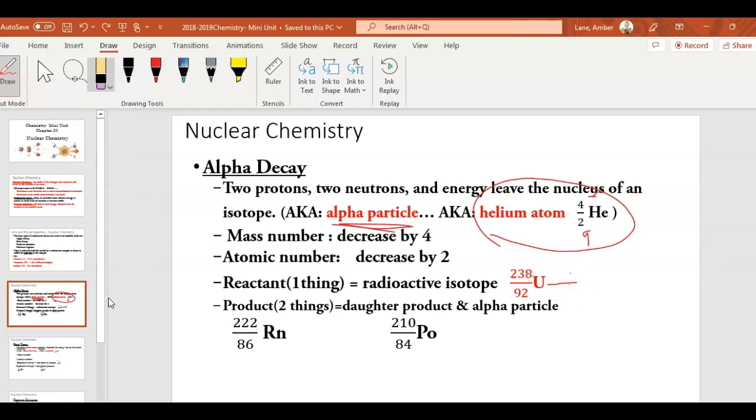We are going to draw, let me try again. My computer's giving me problems. Okay, I'm going to draw my produces arrow. There we go. And I'm going to fill in my product. So in alpha decay, every single reaction produces an alpha particle, which is this helium.